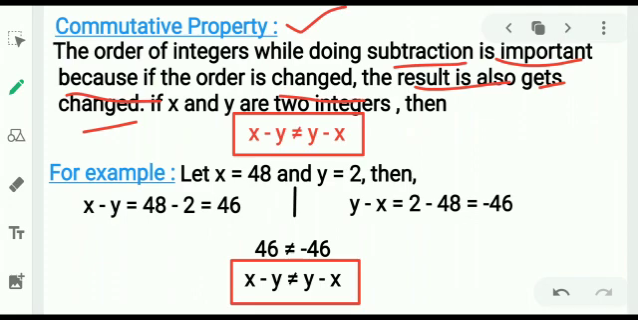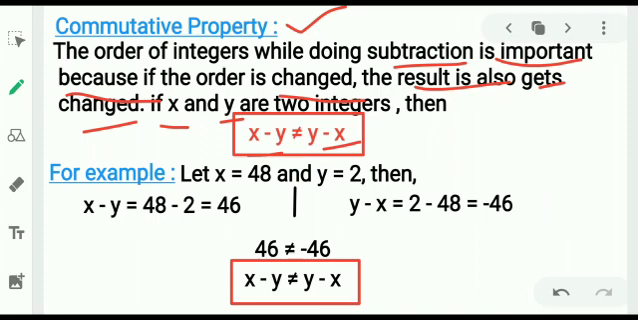But in commutative property of subtraction, the order of integers is important, because if we change the order, the answer will change. So if we have two integers x and y, then their subtractions x minus y and y minus x are not equal. If we change the order, we will get different answers.